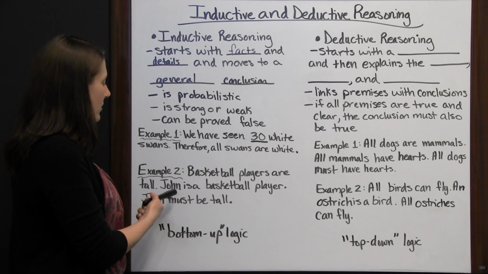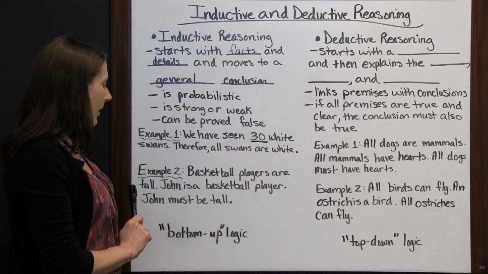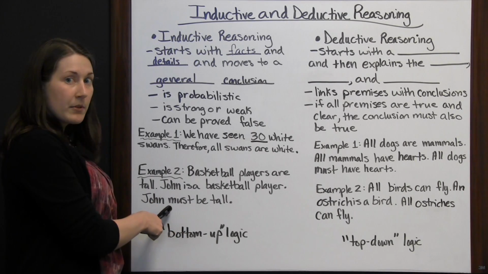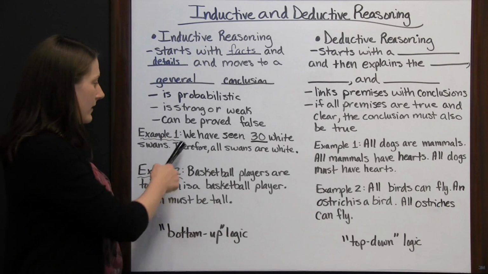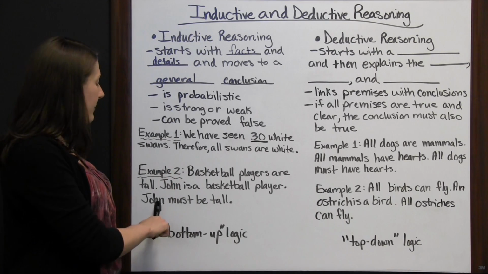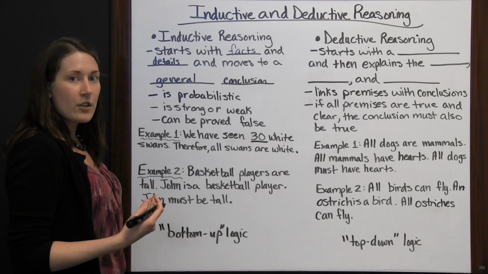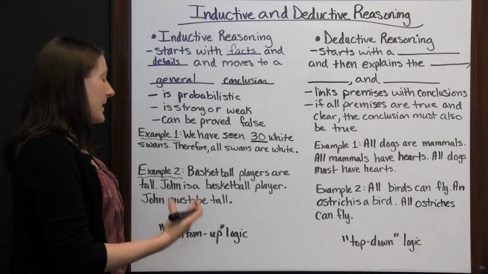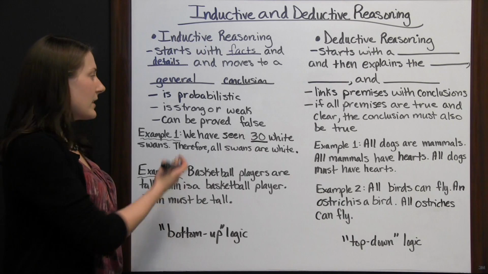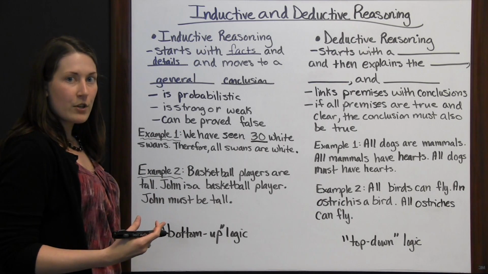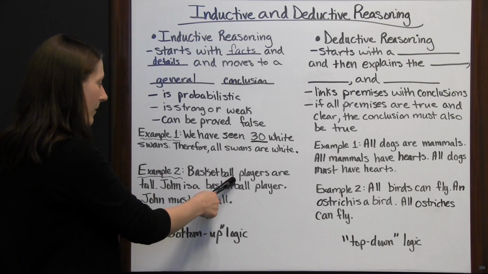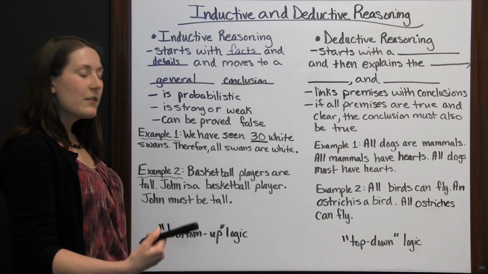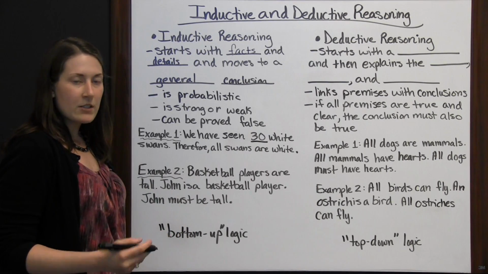Basketball players are tall. John is a basketball player. John must be tall. Well, we don't actually know John, so we're not sure about this one. It's very probable, so this one would be a stronger conclusion than our one about the white swans, but we don't know John. John could be short. John could just be really good at making goals. That doesn't mean that he is going to be a tall person. So it's probable, it's a stronger conclusion, but we don't know for sure. We just use inductive reasoning, knowing that basketball players are generally tall, and knowing that John is a basketball player, to figure out that John is probably tall.